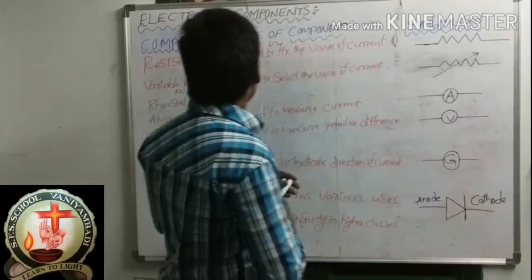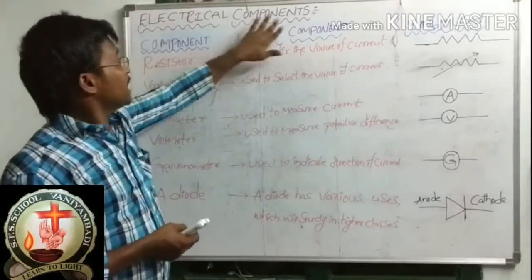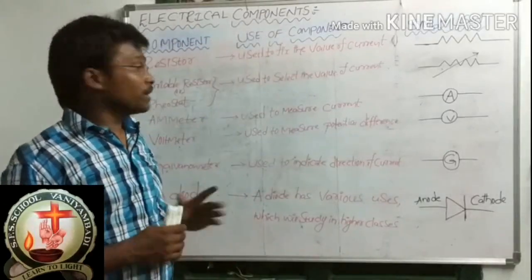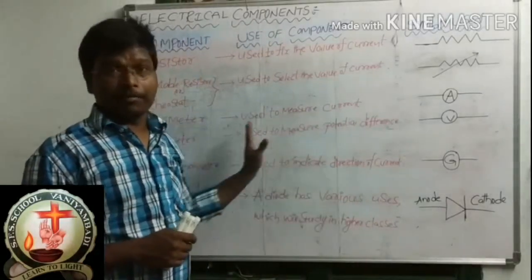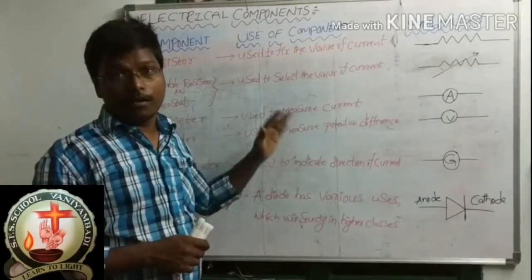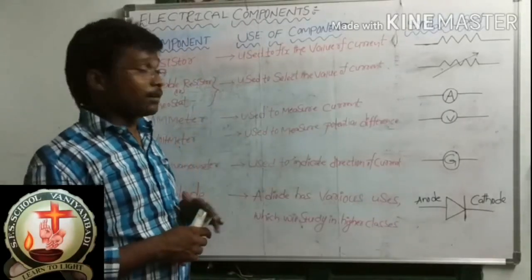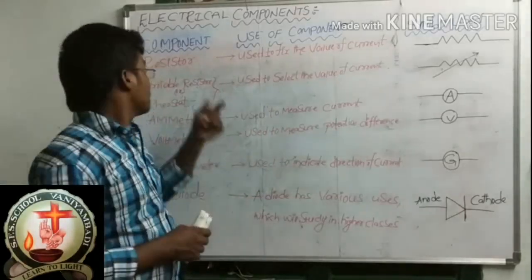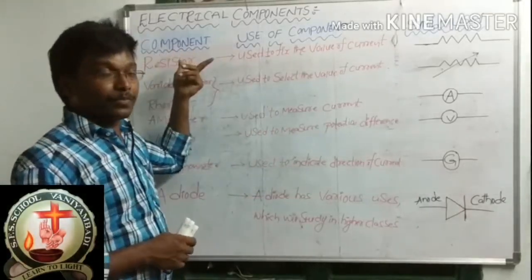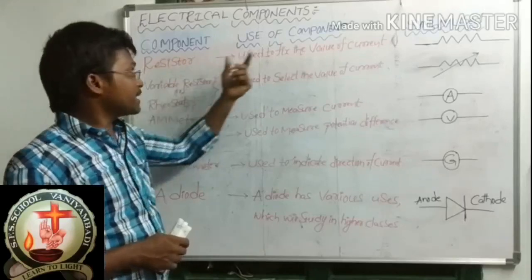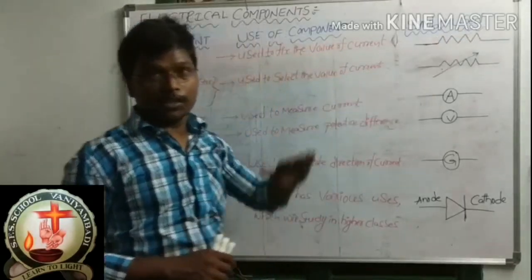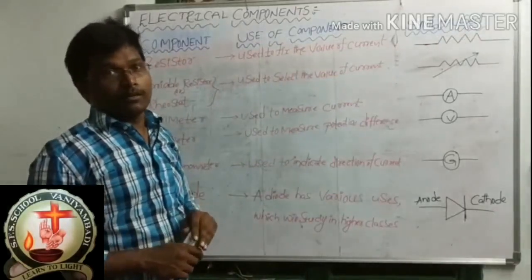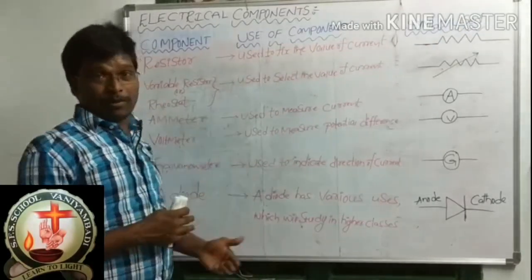See, electrical components topic. Here I mentioned one tabular form. This tabular form has some contents. First one is the component. Next one, use of component. Third one is the symbol used. I would like to explain one by one.